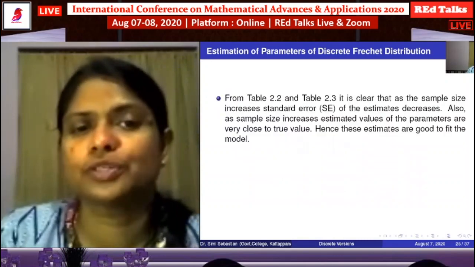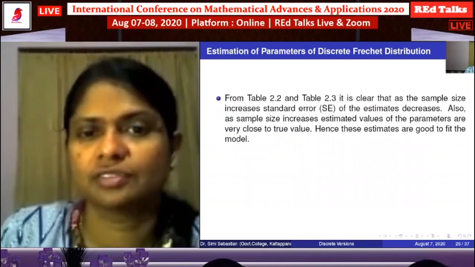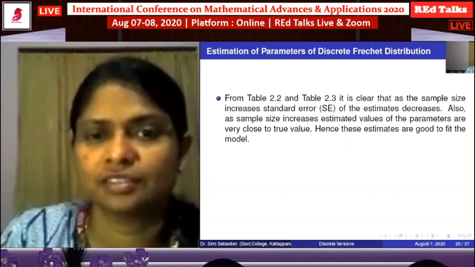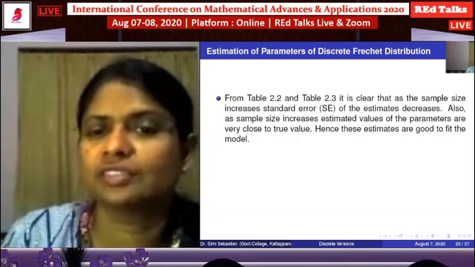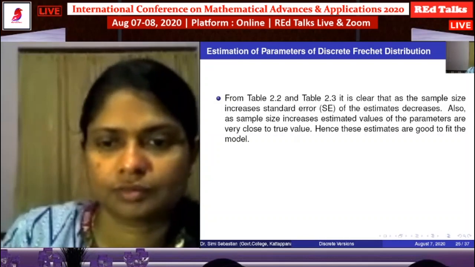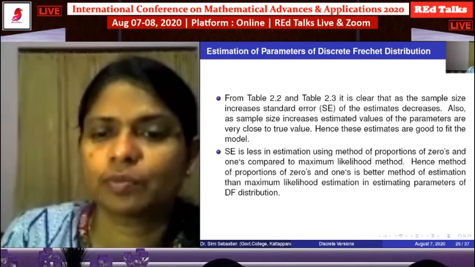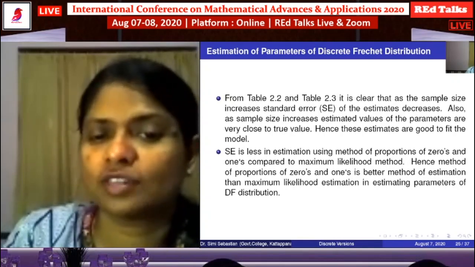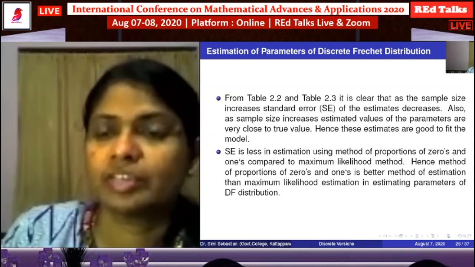Then from table 2.2 and table 2.3, it is clear that as the sample size increases, the standard error of the estimates decreases. Also, as the sample size increases, estimated values of the parameters are very close to the true value. Hence, these estimates are good to fit the model. Also, standard error is less in estimation using the method of proportion of zeros and ones compared to the MLE method. Hence, the method of proportion of zeros and ones is a better method of estimation than the MLE method in estimating parameters of the discrete Pareto distribution.